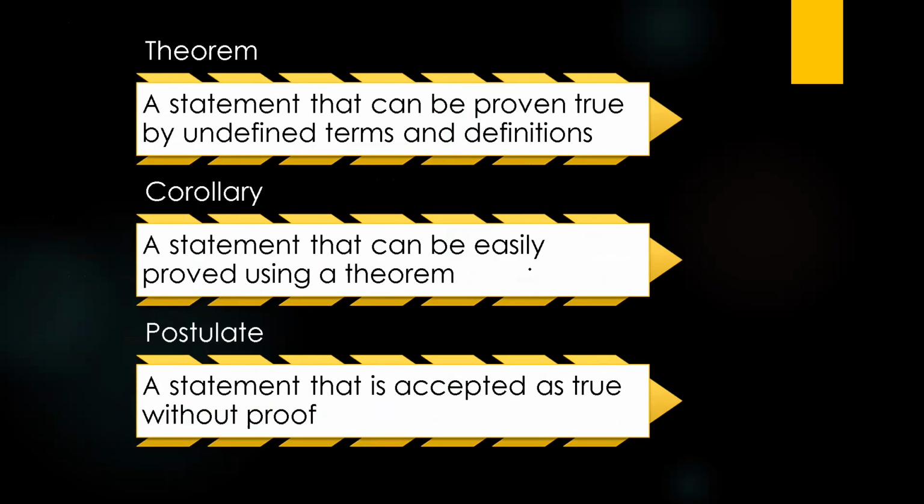So what is the corollary? A corollary is a statement that's easily proved using a theorem, like it's a result from the theorem. And the postulate is a statement that is accepted as true without proof. So the difference between theorem and postulate is that the theorem needs to be proven, while the postulate you don't need to prove. It's assumed to be true. And a corollary is like a result, a statement that's easily proved by a theorem.